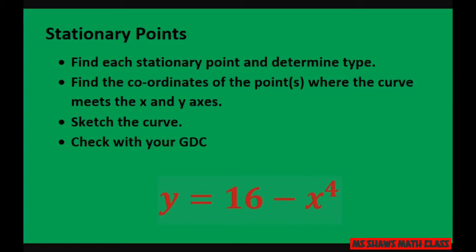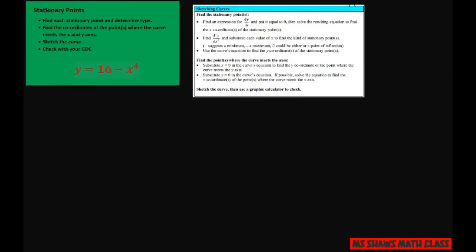Hey everyone, we're going to look at stationary points for our curve y equals 16 minus x to the fourth. We're going to find each stationary point and determine what type it is. And then we're also going to find our x and y intercepts. That's this part. And you can also check with your calculator. So we're going to use these steps here and for the graph.